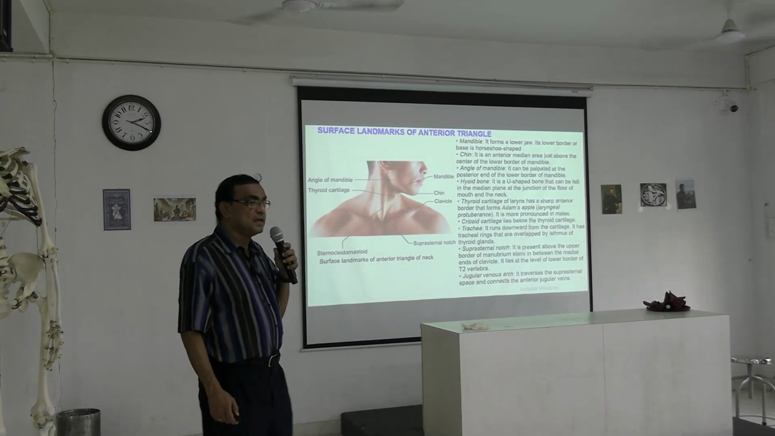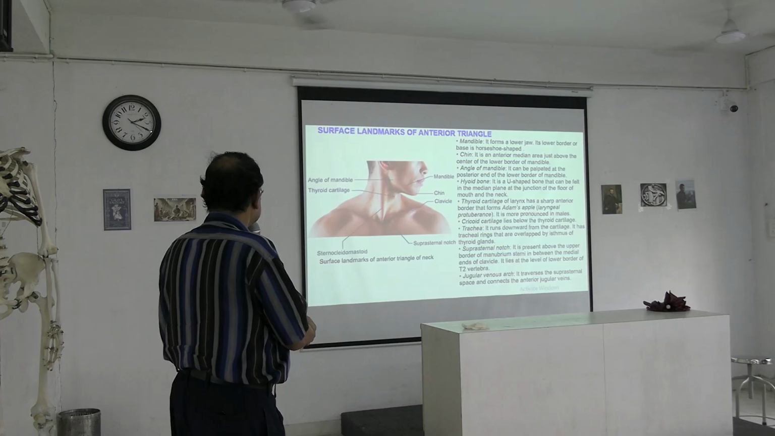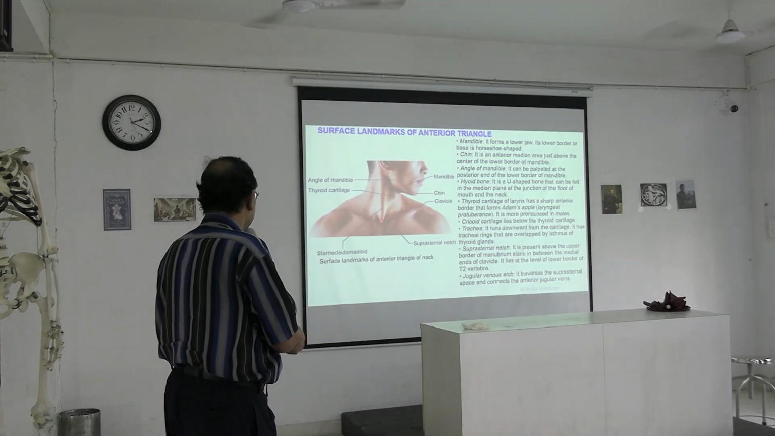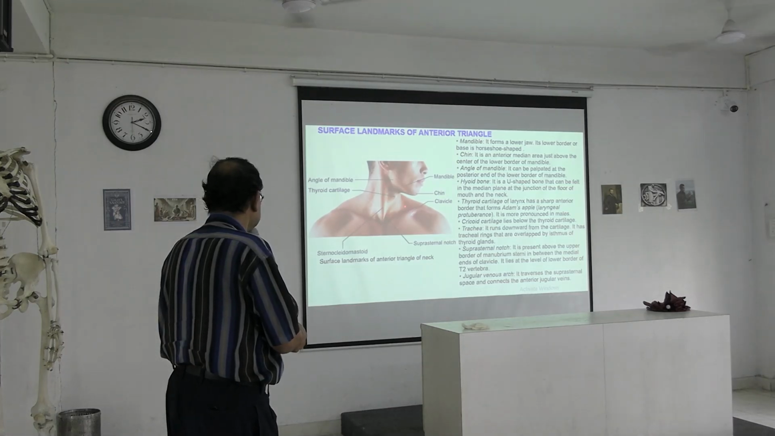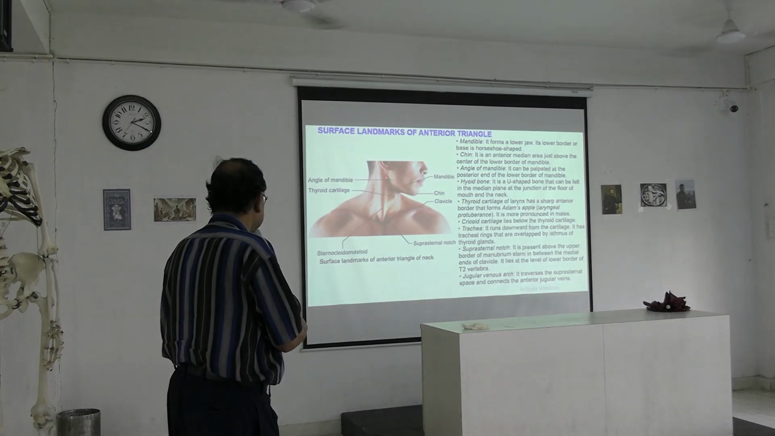So here you can see this is sternocleidomastoid, which divides the neck into anterior and posterior triangles. This is the posterior triangle and this is the anterior triangle.